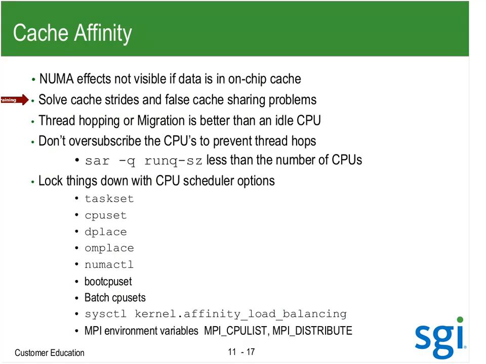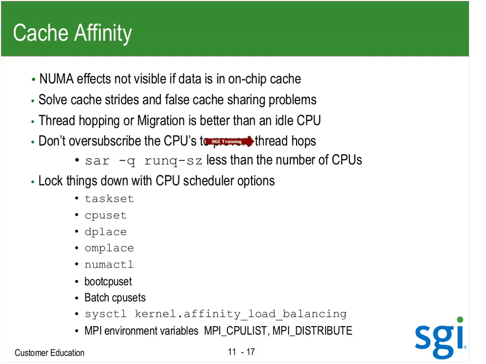Solve your application strides and false cache sharing problems first so you're not missing on cache. Cache strides has to do with rows versus columns and a stride one pattern. Deal with thread hopping or migration. When you do a PS, there's a migration thread. When I go idle, I'll pull something in to me. Don't oversubscribe your CPUs. You don't want things bouncing around, thread hopping. Even if I get a CPU set without dplace, my threads can be bouncing around due to the load balancer within that CPU set.